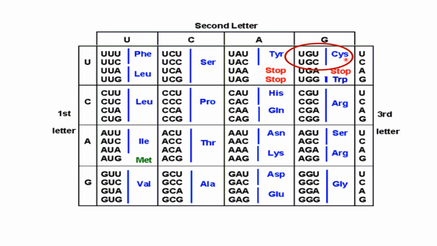As I told you before, in synonymous mutation, the codon is changing, but it codes for the same amino acid. UGU and UGC: in this, the third base of the codon is changing. U is replaced with C, but both are coding for the same amino acid, cysteine.